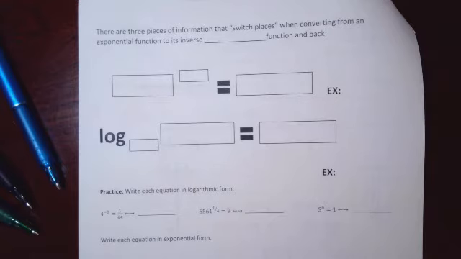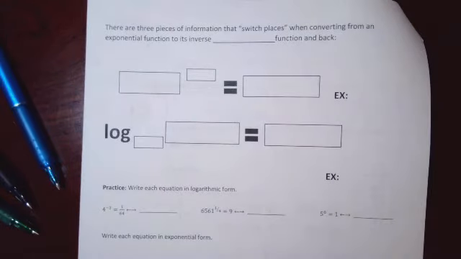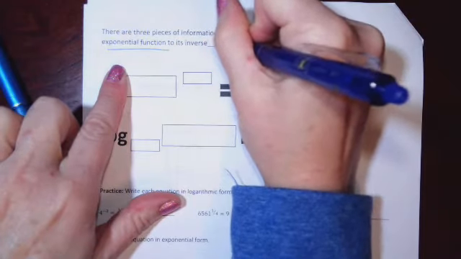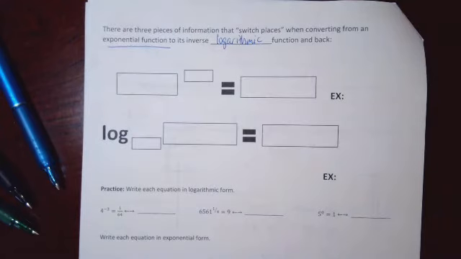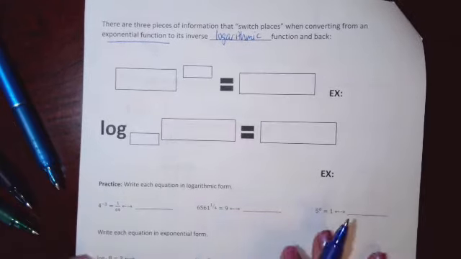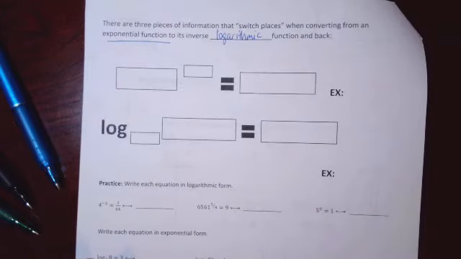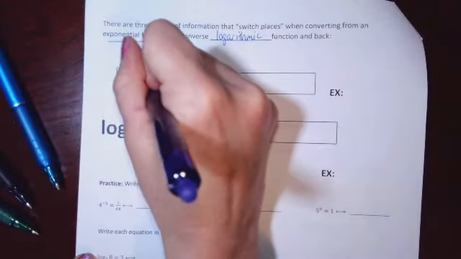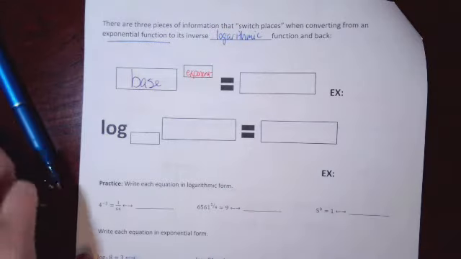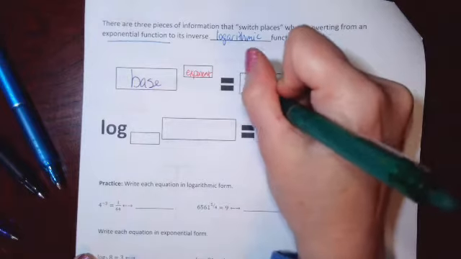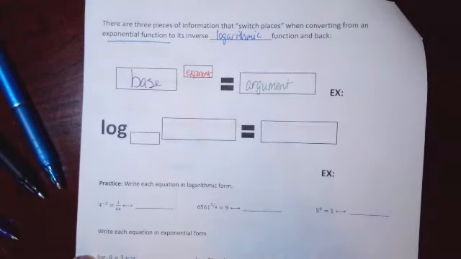So as I said, when we're dealing with exponential and logarithmic functions, there are three pieces of information that can switch places when you're converting from an exponential function to its inverse logarithmic function. First, I have a base. If I'm in exponential form, that base is raised to an exponent. And when I multiply that out, the base raised to the exponent yields an argument, or kind of a product, right?